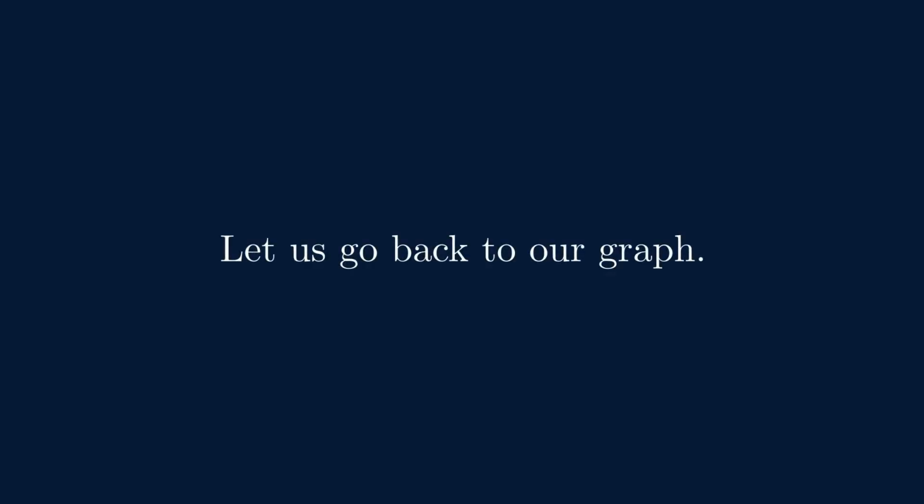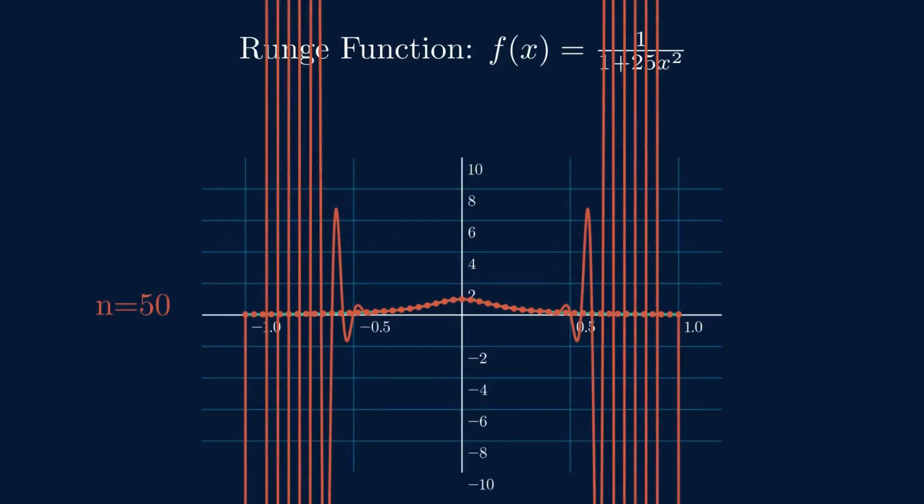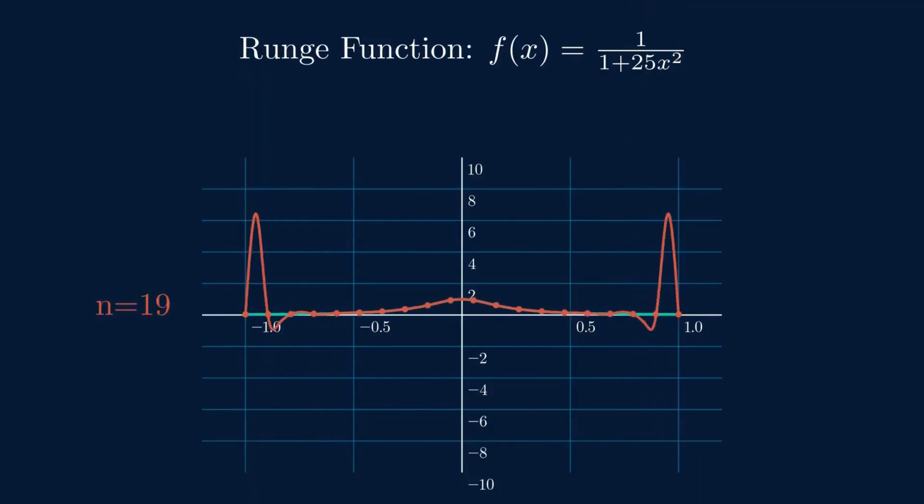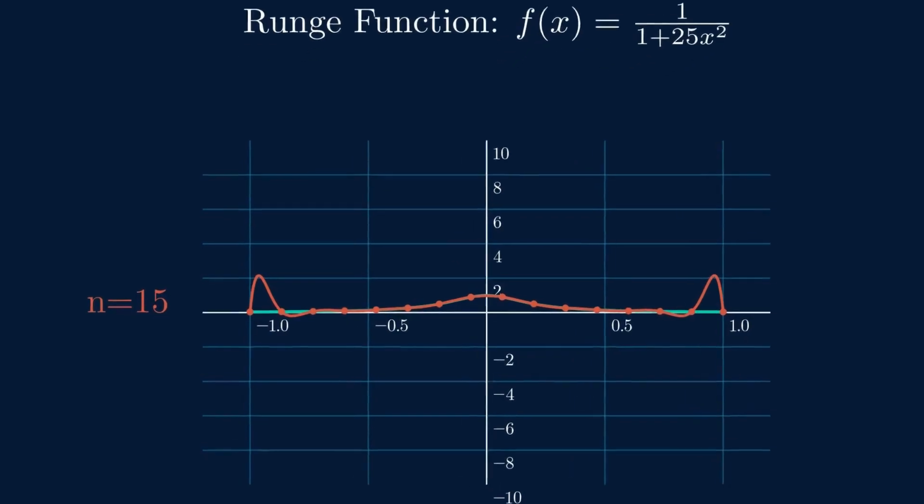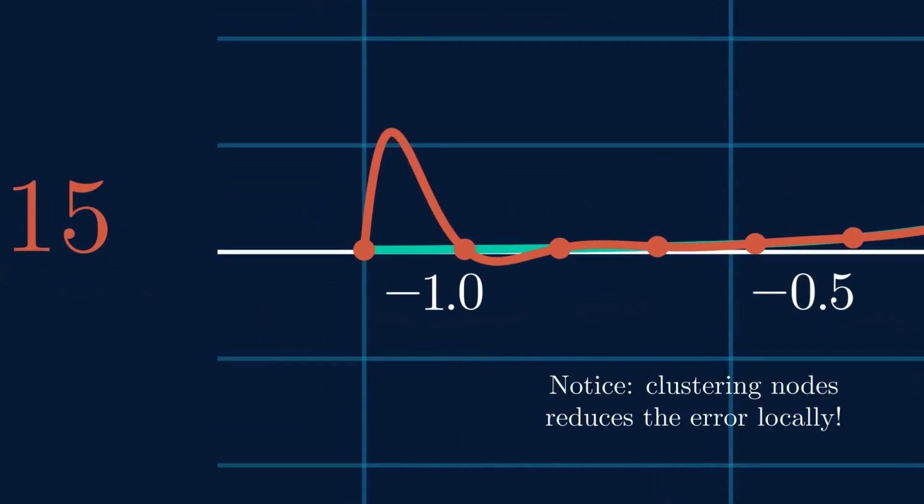Let us go back to our graph. Keep all equidistant nodes fixed and allow one interior node to move between its neighbors. Zoom in on that pair of nodes. As the node moves toward its neighbor, the local oscillation collapses around the cluster. Shift it the other way and the reduction follows. The error contracts where the nodes clump.